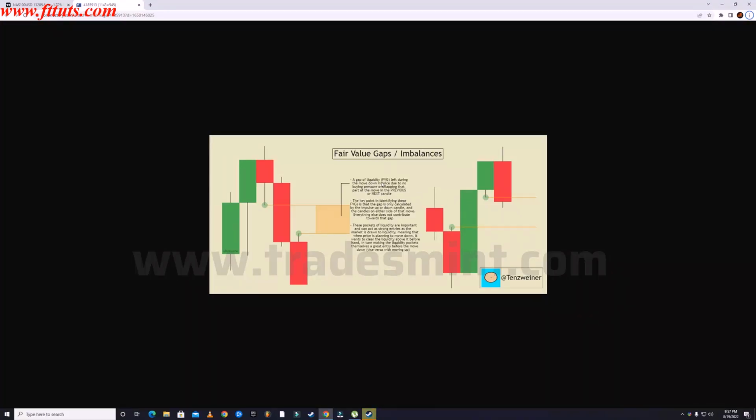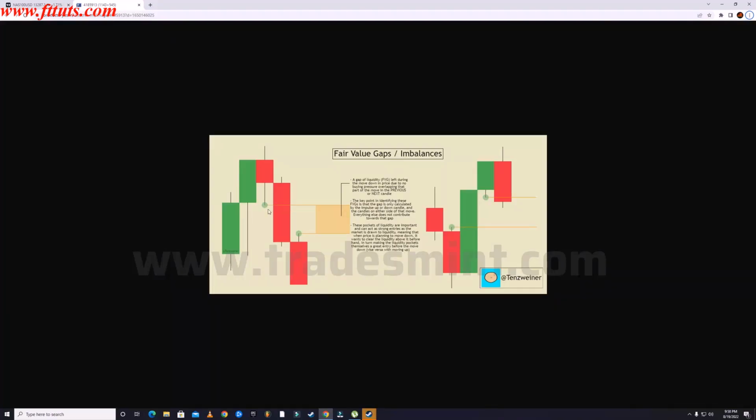Okay, so a gap of liquidity left during the move down in price due to new buying pressure overlapping that part of the move in the previous or next candle. So basically, what is fair value gap? It is the space between three candles, all right? So this is the first candle, second candle, and third candle. As you can see from the left side, from this low and the third candle to the right, this high, there's this gap, all right? There's nothing around this level. So this is considered to be imbalance.